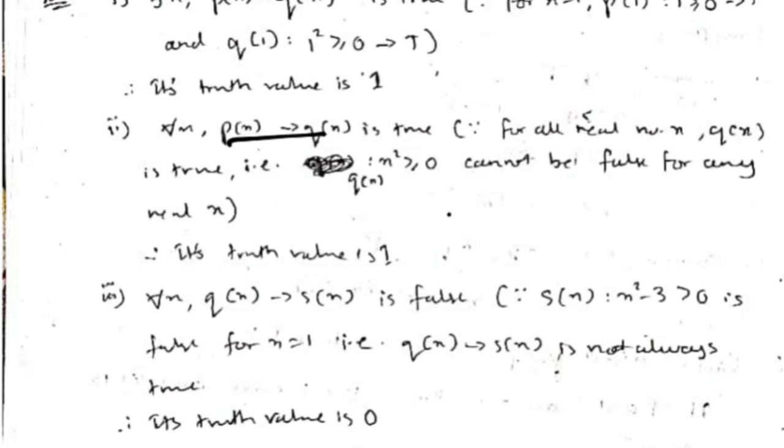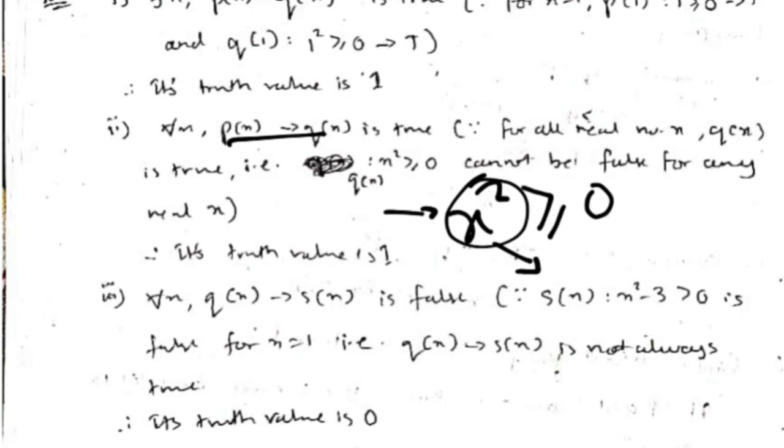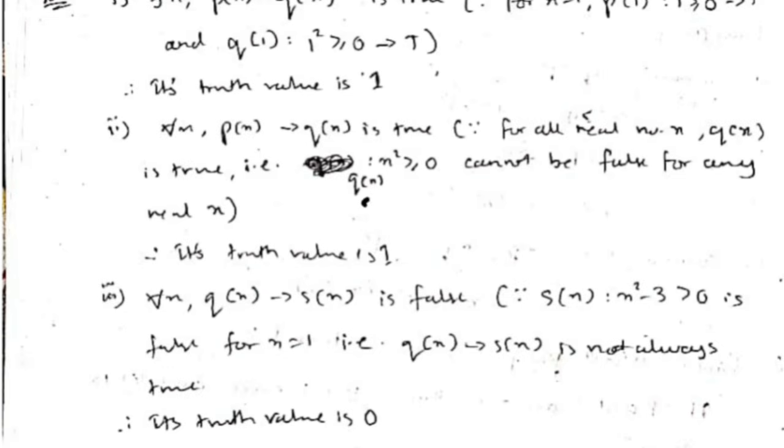So in this case the q's value is x square is greater than or equal to 0. For any value of x you can't get x square less than 0, which means negative, since the set which we are considering is real numbers. In real numbers we can't get x square less than 0. So in this case q of x will be true for all the values of x, so this conditional's truth value is 1.